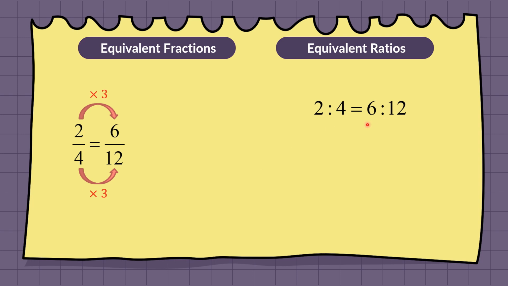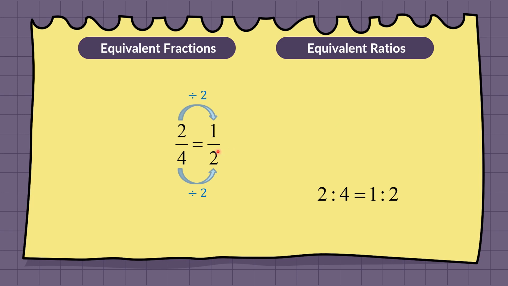Likewise, since we have seen that fractions and ratios have equivalent expressions, in the ratio 2 is to 4 and 6 is to 12, which is the same as this fraction over here, from 2 to 6 we can multiply by 3, and 4 to 12 we can also multiply by 3. So therefore the ratio 2 is to 4 is the same as 6 is to 12.